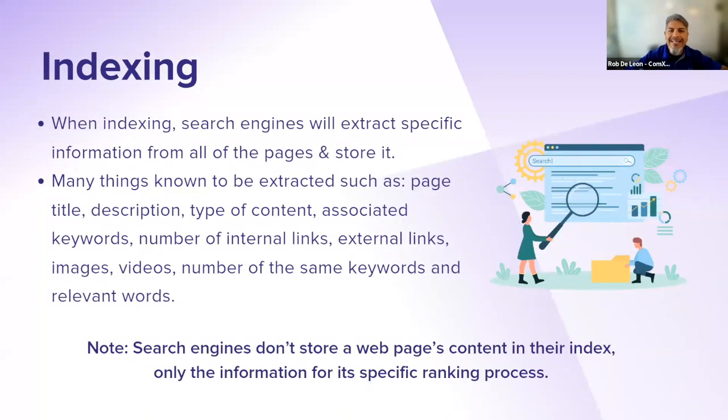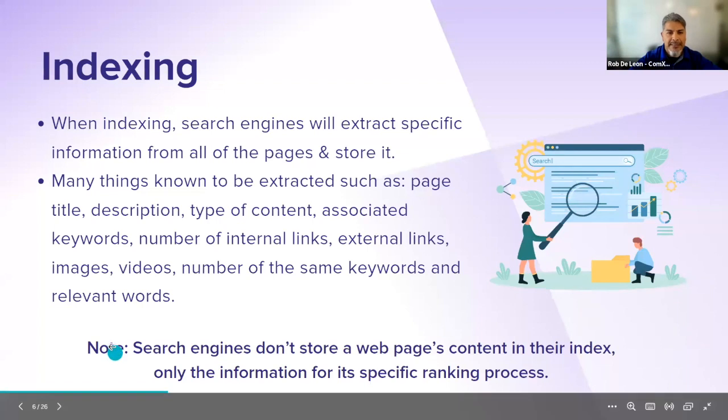So indexing. When indexing, search engines will extract specific information from all the pages and store it. Imagine you're reading the summary of a book. You're reading it for the very first time, and you're trying to determine whether or not you want to read the book, if it's interesting to you. You're going to read that summary, and you're going to pick up specific things and go, oh yeah, and you're going to make a determination. I do want to read this book based on specific things, but not everything. So that's kind of the same thing with indexing, okay?